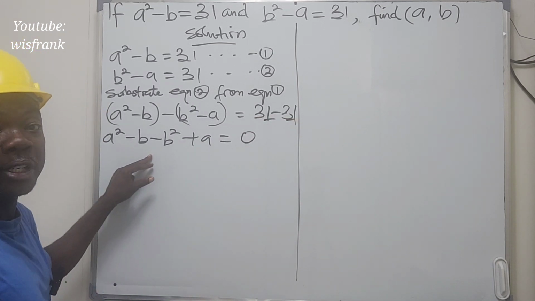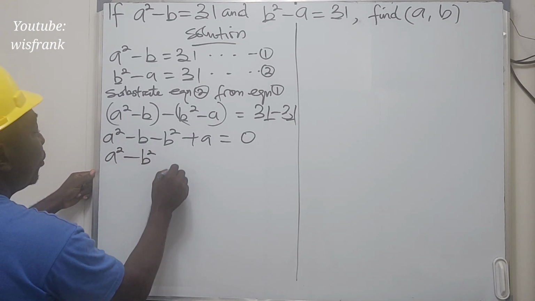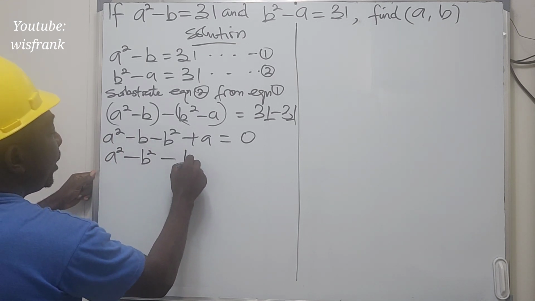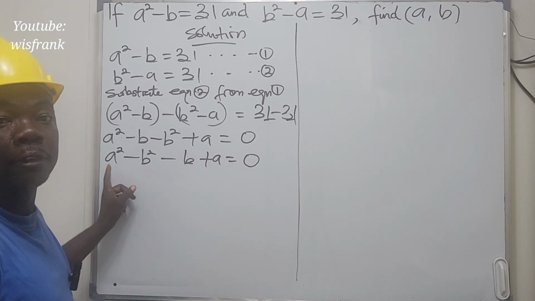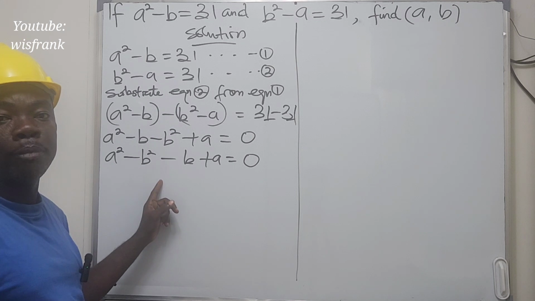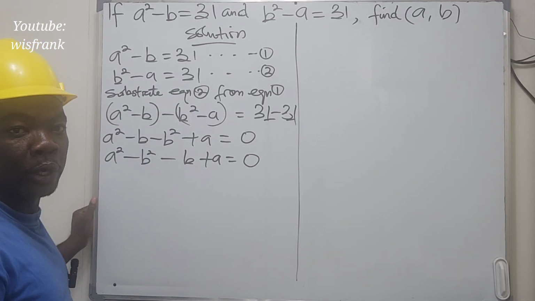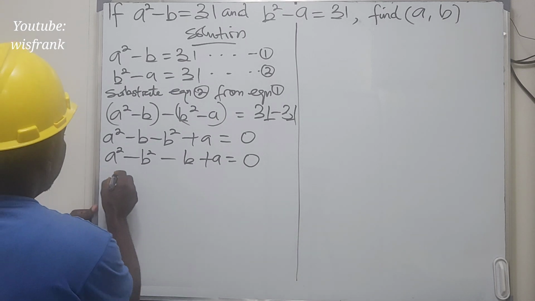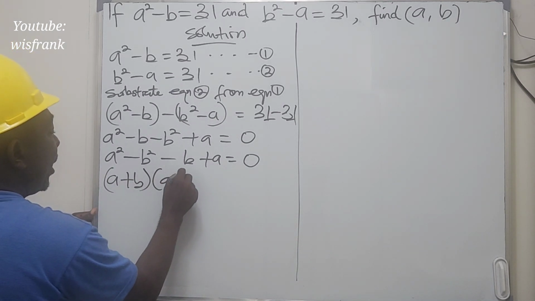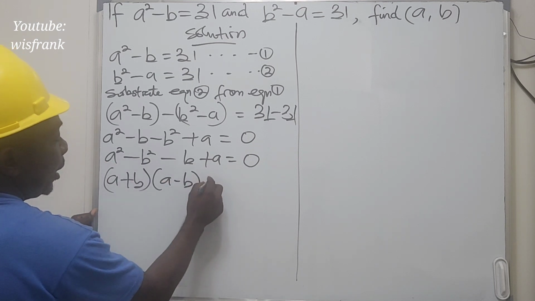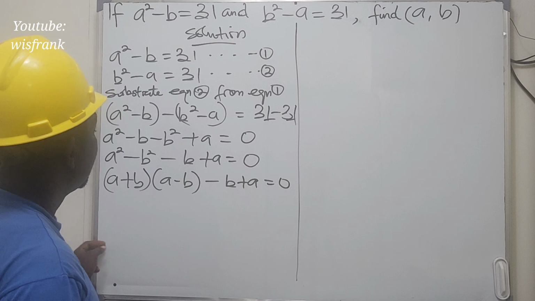So here we can rearrange this. So we have here a to the power of 2 minus b to the power of 2 minus b plus a equals 0. From here we have a to the power of 2 and also b to the power of 2. So recall, a to the power of 2 minus b to the power of 2 is a difference of two squares. The solution of a difference of two squares is in the form a plus b all into a minus b. This is for this. Then we have minus b plus a all equals 0.